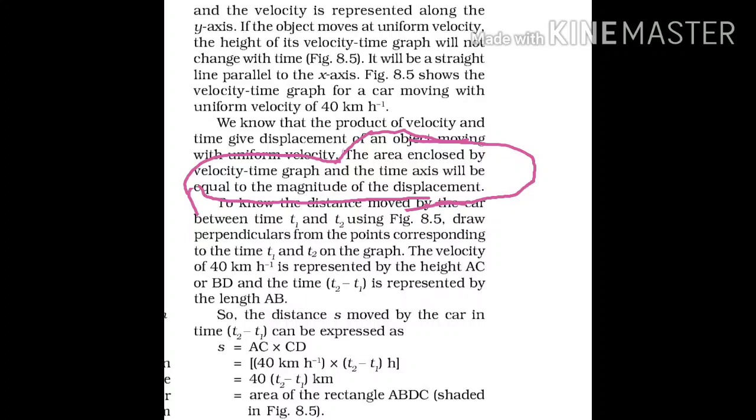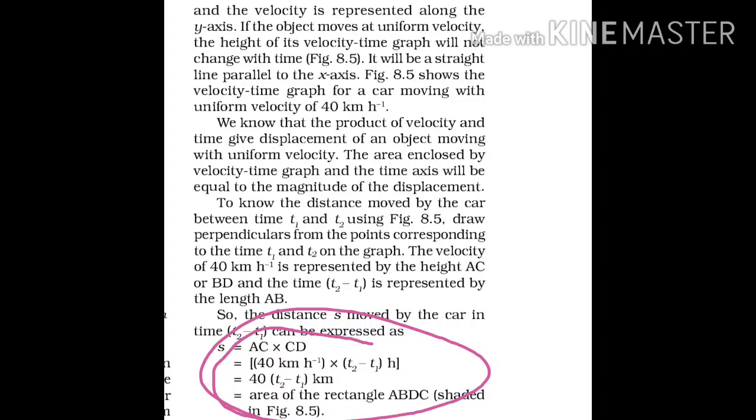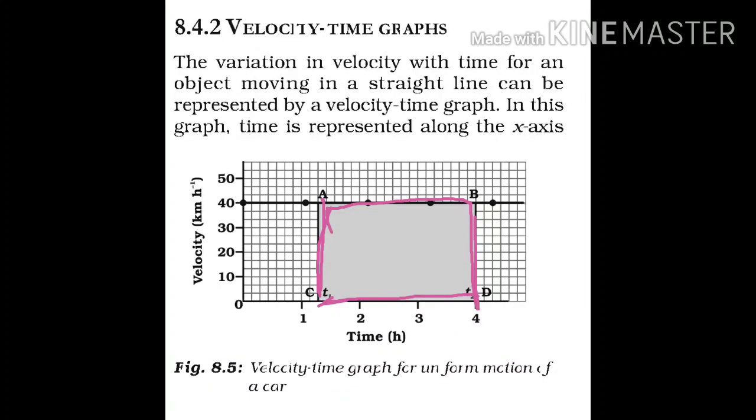Displacement is equal to the area under the velocity time graph. So area is equal to length into breadth, AC into CD. So this area of rectangle ABCD, that is the shaded part, is the displacement. So the area of this rectangle represents the displacement.